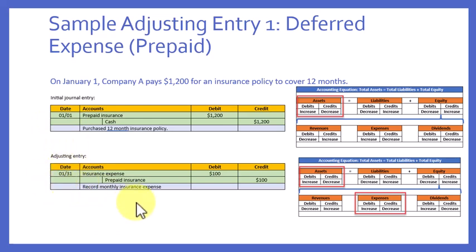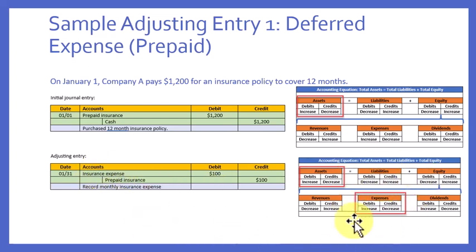We get down here to the end of the month, and guess what? That was a 12-month policy. So 1 month has expired. Okay, we have used up 1 month of that insurance. So what we need to do is take that 1 month's worth of insurance and move it out of the asset account and into expense because we've used it up. Okay. So we are going to debit insurance expense.